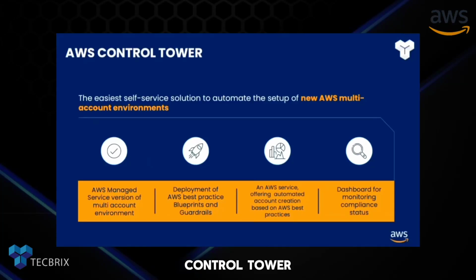AWS Control Tower is the easiest self-service solution to automate the setup of a new multi-account environment within AWS. Once we plan to migrate to the AWS Cloud, and once we have a plan to build a strong baseline using AWS Control Tower, we can use AWS Control Tower to build a convenient landing zone for us. It is a managed service from AWS, and you can have multiple AWS accounts managed through AWS Organizations.